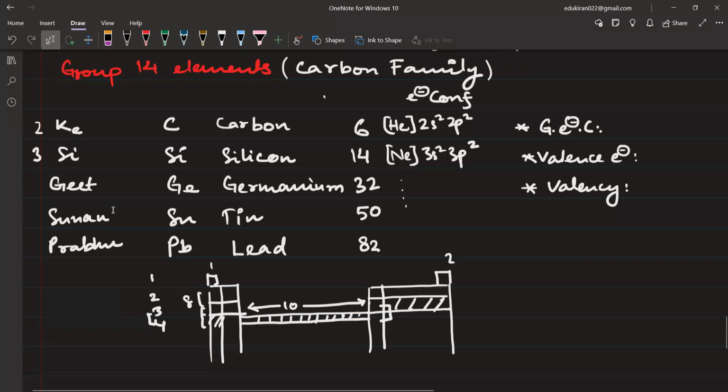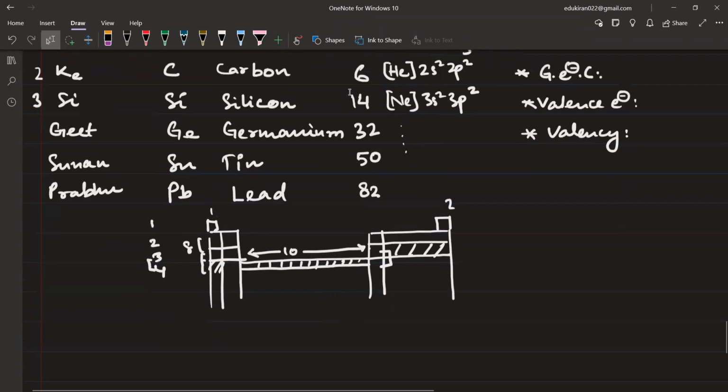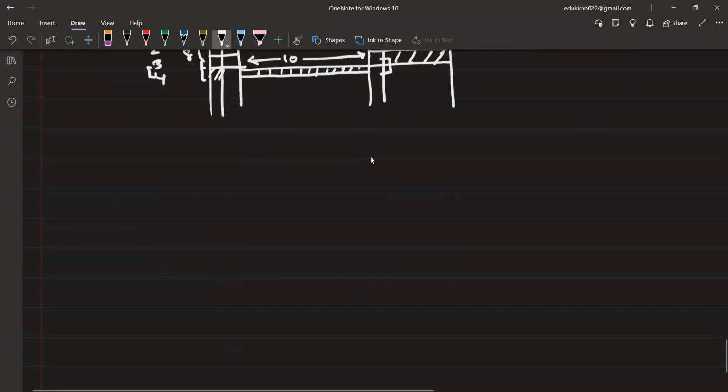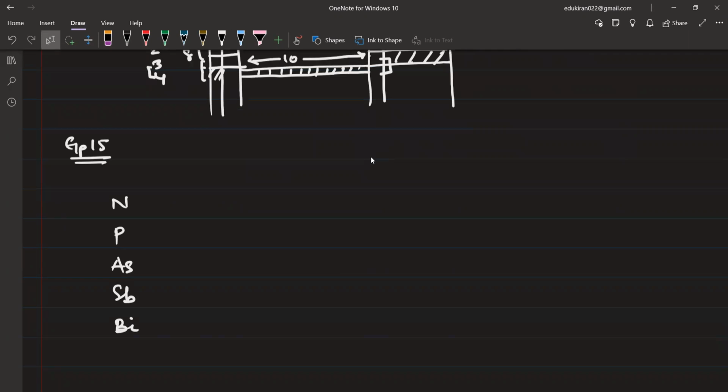Okay, so for 15, 16, and 17, I'm going to write the elements. You will do all of these work, okay? So see group 15. You'll remember this as Nana, Patekar, Aishwarya, Sab Bimar. Okay.